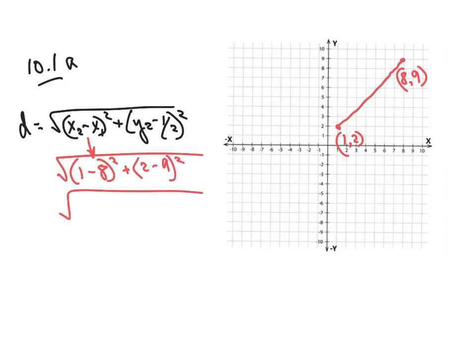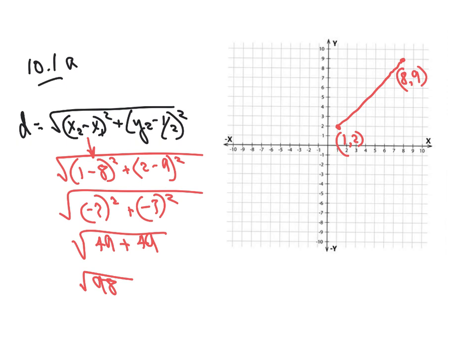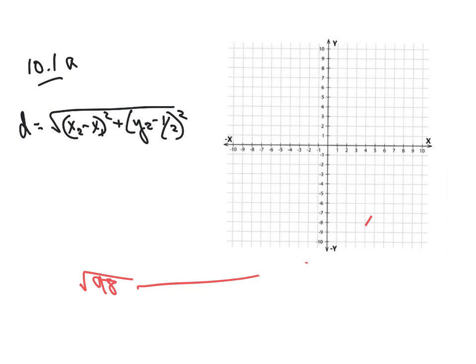So we've got 1 minus 8 is negative 7 squared, plus 2 minus 9 is also negative 7 squared. So we get 49 plus 49, which is a square root of 98. Okay, so the distance here is the square root of 98. So that's really all you're doing when it comes to finding the distance between two points. So let me erase this and we'll try one example. I'm not going to go into a whole lot of that in this lesson.